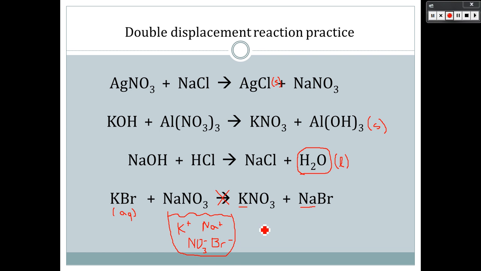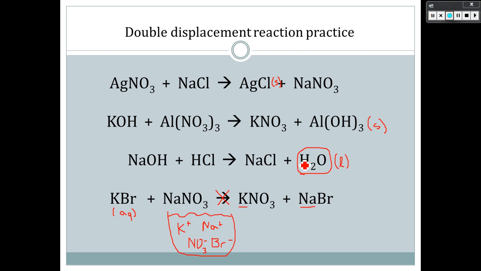And then because these, potassium nitrate and sodium bromide, are also soluble in water, you get exactly the same thing. Just all these positive and negative ions floating around. There's no reaction. It's no different here compared to here.